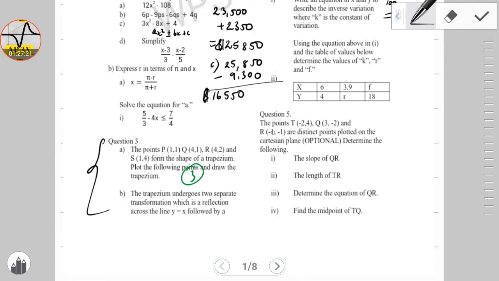We have the point T is minus 2, 4. Q is 3, negative 2, and R is minus 1, 1. These are distinct points plotted on the Cartesian plane. And when I wrote optional here, it was explained to my student that it was optional if they wanted to go on the graph. This particular question doesn't necessarily need a graph. You can actually work it out without a graph. We are to determine the following: the slope of QR.